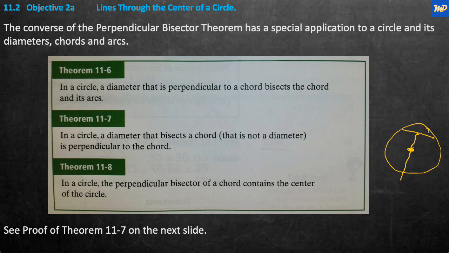So a diameter that is perpendicular to a chord bisects the chord. If this is 90 degrees right here, that means it's perpendicular, and if it's perpendicular, it's bisecting the chord. It also bisects the arc. A diameter that bisects a chord that is not a diameter is perpendicular to the chord. Now we know that if these two halves are congruent, then this must be the perpendicular bisector.